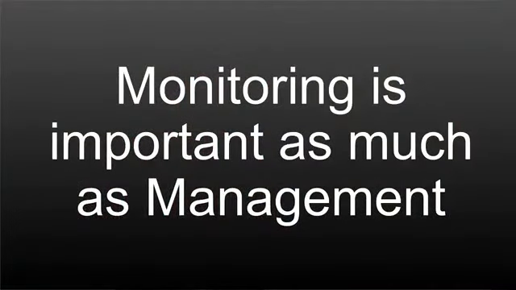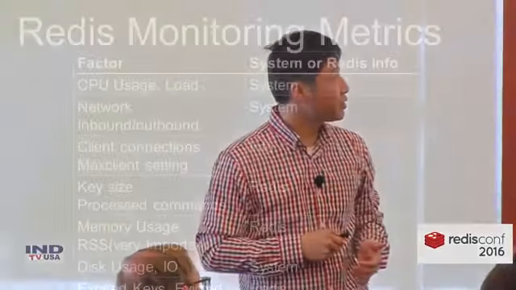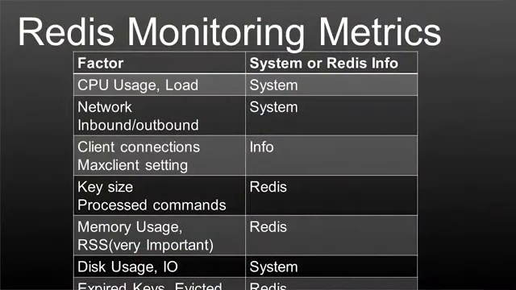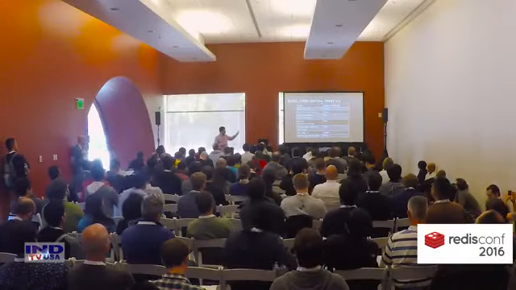I think monitoring is as important as using Redis. So these are some monitoring metrics. CPU users, load, using system, from system, or SNMP. Network inbound and outbound size are also important. Client connections are also important because Redis is single-threaded. If many clients just send one command, close and reconnect, it can cause some performance problems. So you should check client connections, validation, and max memory settings also, key size, processes, commands.